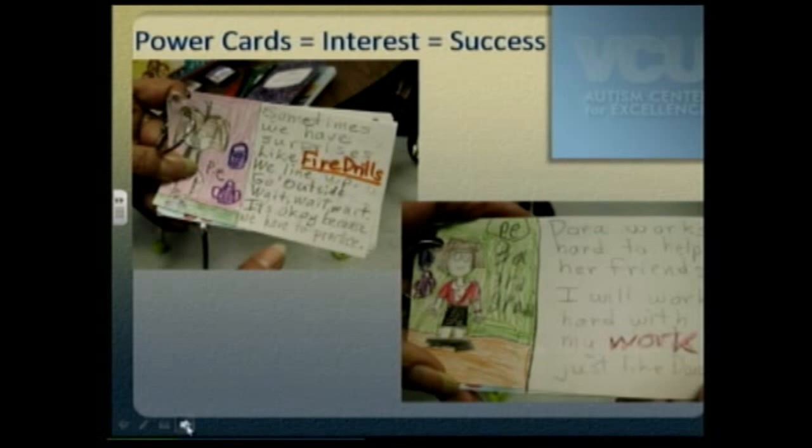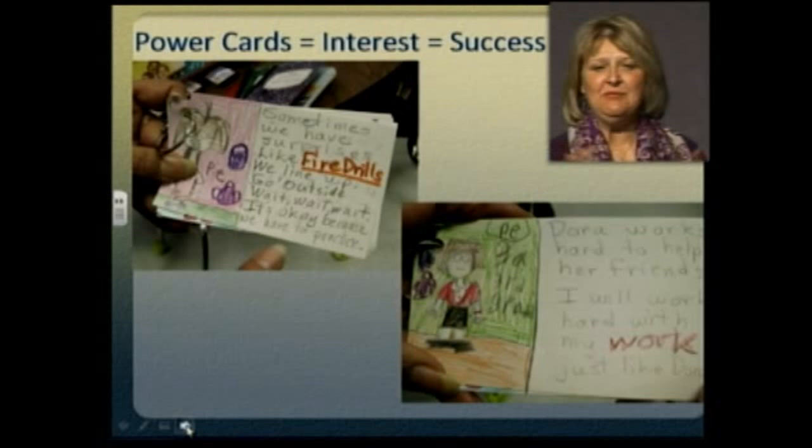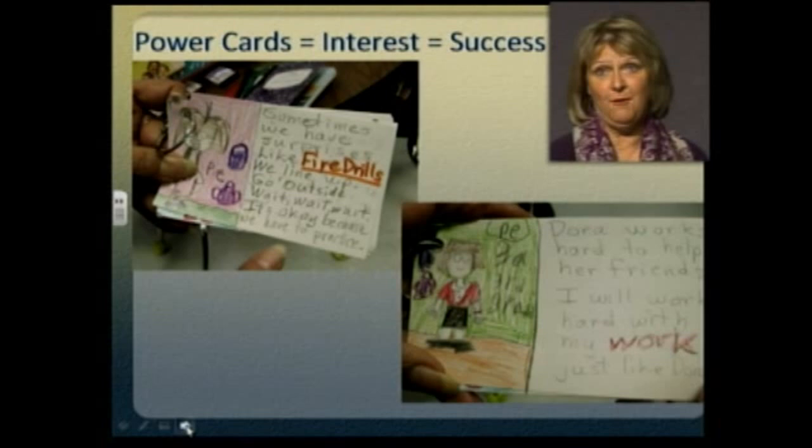Okay, the next one is a little bit different. It's a second grader, a younger child, and as you can see, she liked Dora the Explorer. I made the mistake of downloading a Google image of Dora and then writing it up and showing it to her the next day. She did not like it at all. And I thought, oh well, I guess this is one power card that's not going to work. Well, that's because she wanted to draw her own Dora the Explorer.